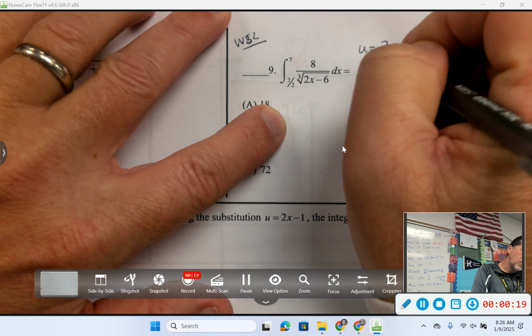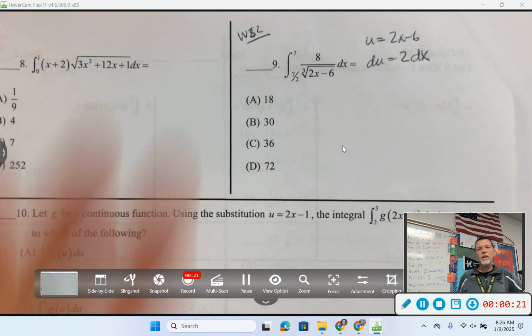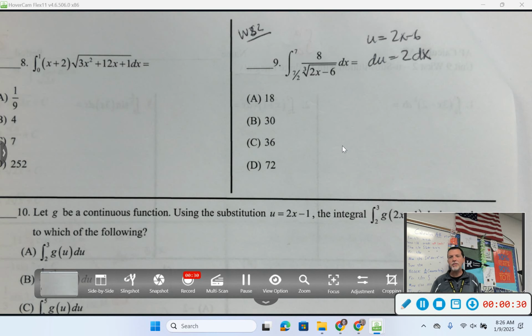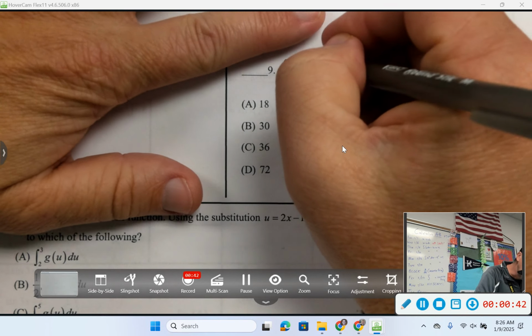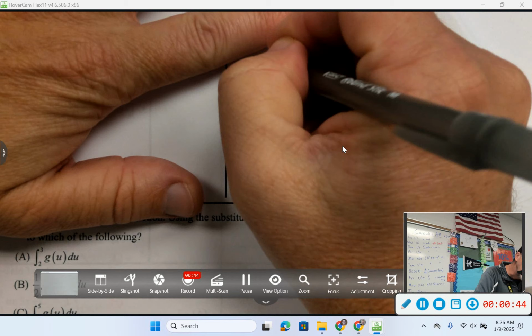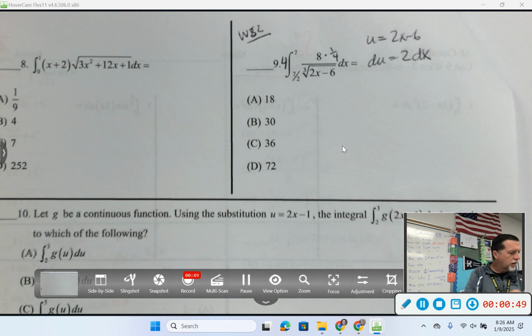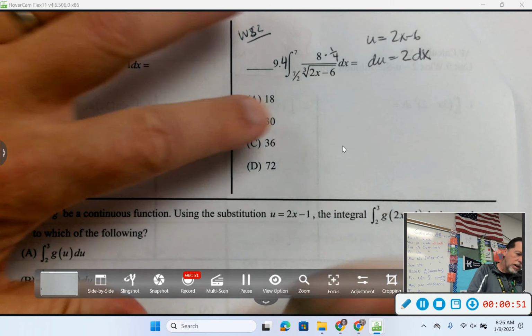So du is 2 dx. So, okay, I got to change an 8 to a 2. This is where there's like the two options. I can multiply by a fourth on the inside and then a 4 on the outside. I could also just move the 8 out front and do a 2 and a 1/2. Either way, I end up with a 4 on the outside, because I'm going to multiply by a fourth to get me to 2 dx.